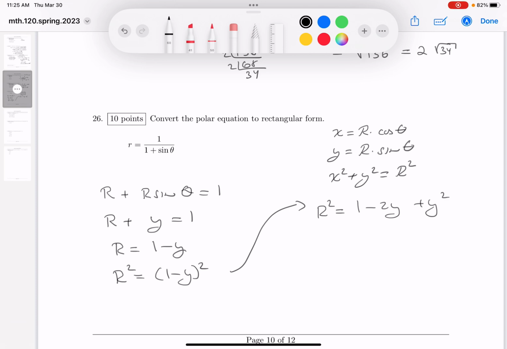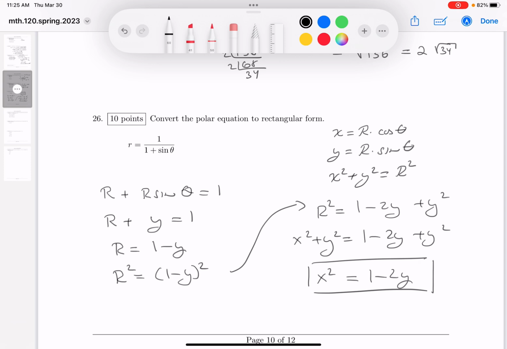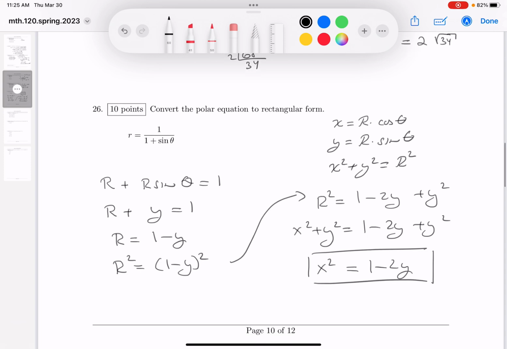I still got the mixture, but I now know r squared is x squared plus y squared. What do you get there? 1 minus 2y plus y squared. Well, I'm going to take y squared from both sides, and what do you get? X squared equals 1 minus 2y. Now, you could certainly do other things with it, but I'm going to call it quits on that, indicating I did find a rectangular or Cartesian form of that. Again, I subtracted y squared from both sides. I'm left with x squared equals 1 minus 2y, which I know to be a parabola, by the way. Let's go to 26.